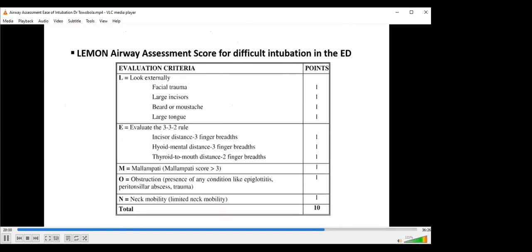The LEMON airway assessment score for difficult intubation in the emergency department. So this score combines both our examination and all the other airway assessment scores, like the inspection, you look, then evaluation consists of the interincisor gap, the hyomental distance, and the thyromental distance. Then the Mallampati, then obstruction of any kind, and the neck mobility. It has a total score of 10. The higher the score is, the more the patient is at risk of difficult intubation.